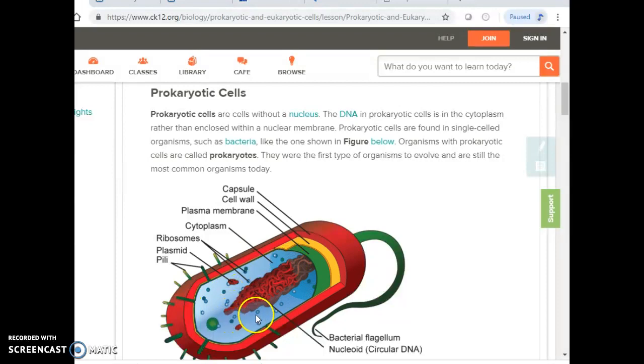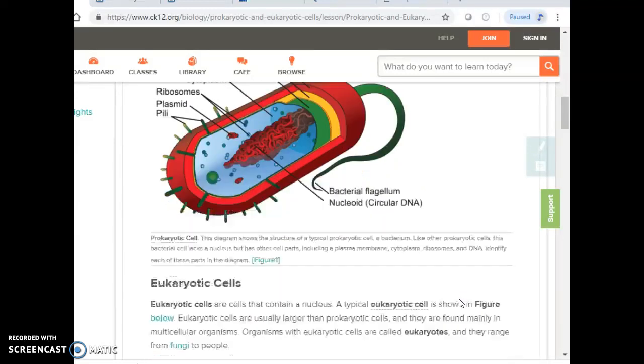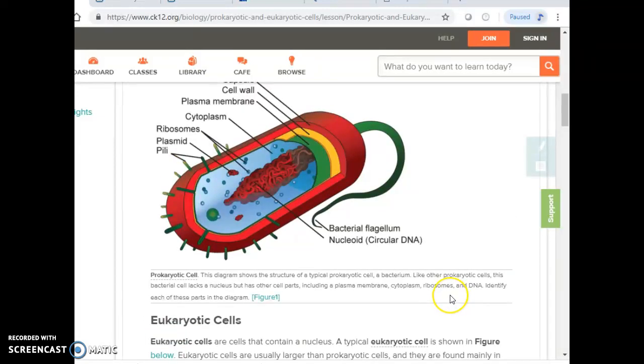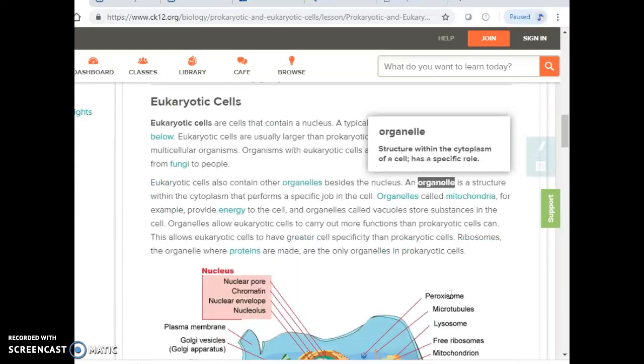There is not a membrane-bound structure, but you do have your plasmid, you have your pili, which are going to help with movement, cytoplasm, the plasma membrane, that cell wall that's going to provide support as well as a capsule. The flagellum is going to be used for movement as well. So these are the things to remember, that a prokaryotic cell is going to be one of your basic cells, and that basic cells such as bacteria are a great example of a prokaryotic cell.